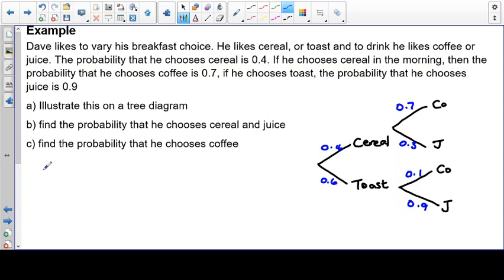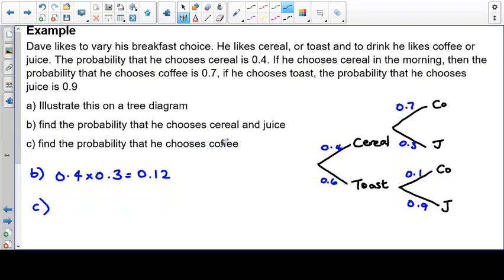Find the probability that he chooses cereal and juice. So the probability he's going to choose cereal and juice, what we do when we use a tree diagram is we multiply along the branches. So cereal is 0.4 times by juice, which is 0.3. So 0.4 times by 0.3 is 0.12.